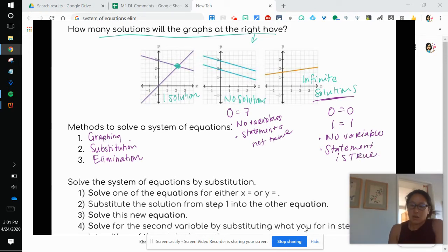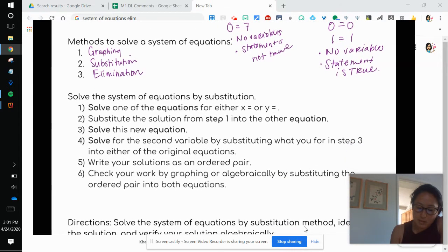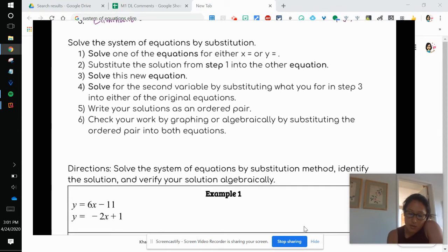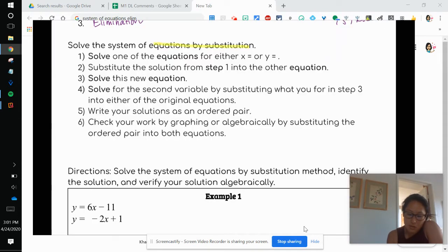Okay. There are three ways to solve a system of equations. The first is by graphing. That's what we did last week. The second is by substitution, and the third is by elimination. This week and next, we're going to be talking about substitution, and then following that, we're going to talk about elimination.